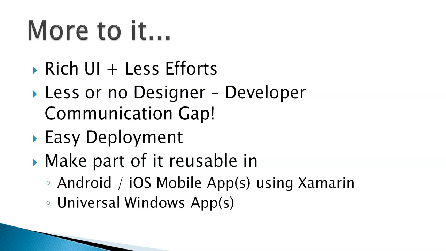We also need less or no designer-developer communication gap. Normally, the seen behavior is that a developer needs something, the designer designs first and hands over the design to the developer. And then in general, the developer needs some sort of controls which ultimately the designer won't understand. And then there is always a gap between designer and developer.